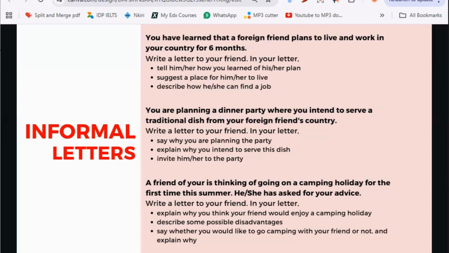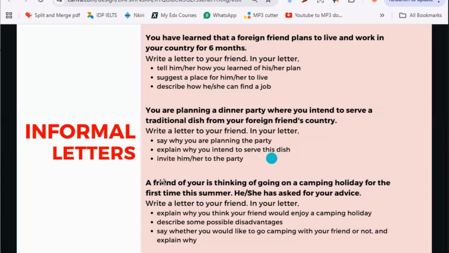Maybe you have a friend from China, and you want to organize a party and serve Chinese rice. That's what they are talking about here: a traditional dish from your foreign friend's country. Write a letter to your friend. Number 1, in your letter, say why you are planning the party. Number 2, explain why you intend to serve this dish. Number 3, invite him or her to the party. In other words, invite your friend to the party. All these 3 things must be done in the letter.